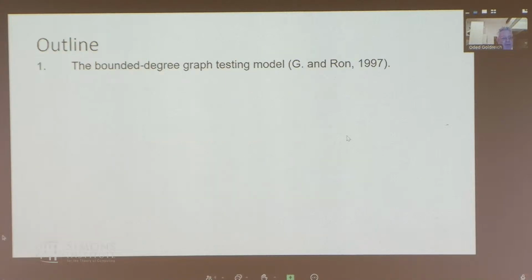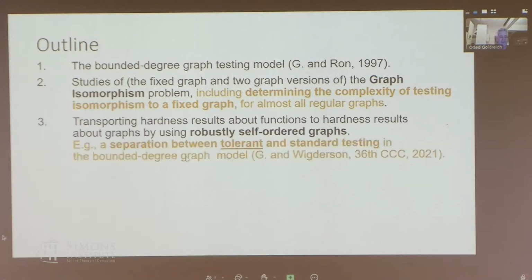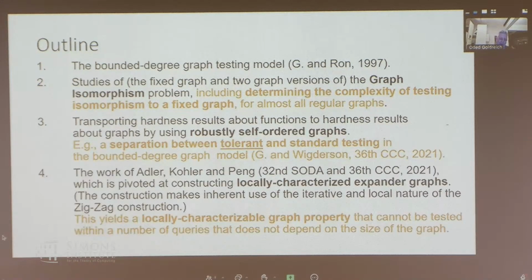So let me start with an overview or outline of what I'm going to talk about. First, I will briefly recall the bounded degree graph model for testing. One thing to bear in mind is that all the time I will be talking about bounded degrees. There will be nothing except for bounded degree graphs. The first topic will be studies of graph isomorphism in this model. The second topic will be transporting hardness results about functions to hardness results about this model. In particular, I'll claim a separation between tolerant and standard testing in this model. And lastly, I want to tell you about a very interesting work that I find by Adler, Kohler, and Peng, which pivots on something that I will call constructing a locally characterized expander graph.